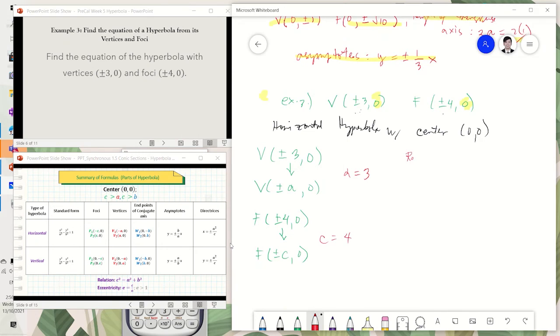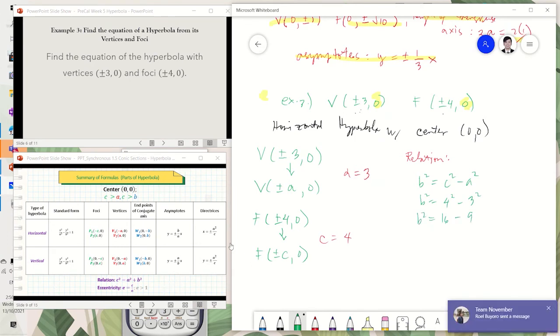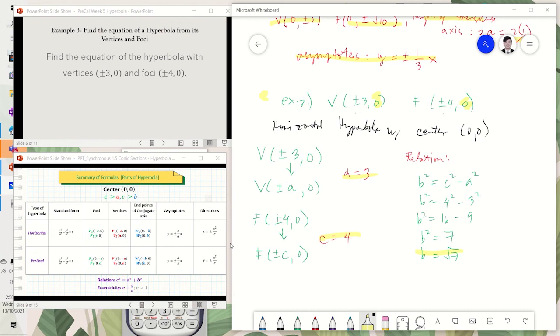So we use the relation now. That would be B squared is equal to C squared minus A squared, where C is 4, A is 3. So that's 16, this is a 9, and 16 minus 9 is a 7. And then get the square root of both sides, you'll have square root of 7 as your B. So you have your A, B, and C already.